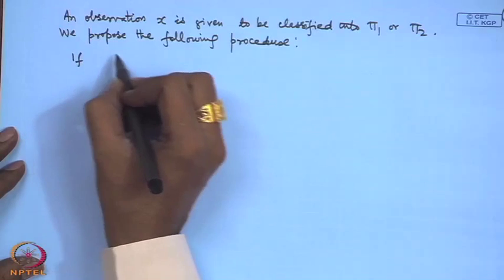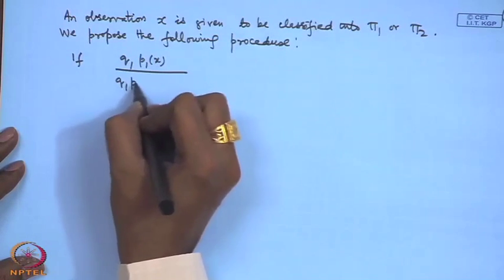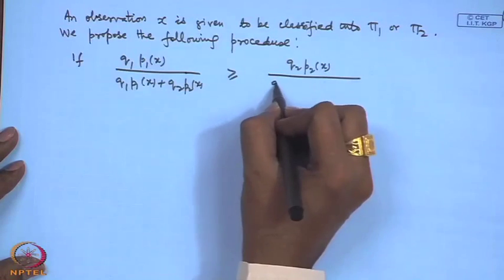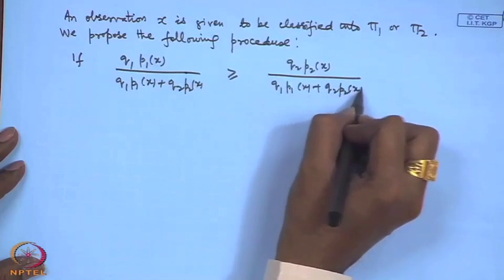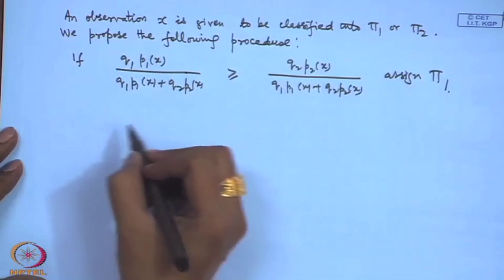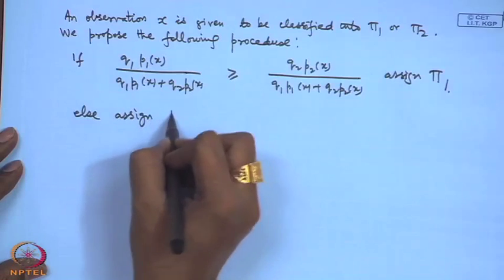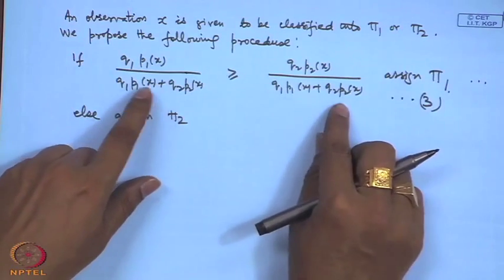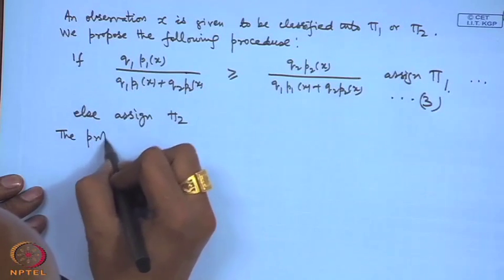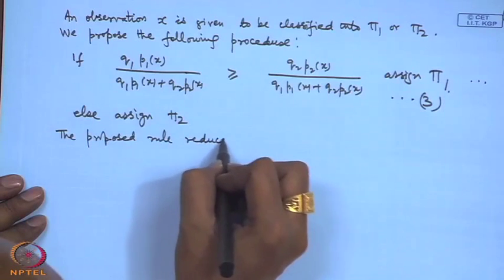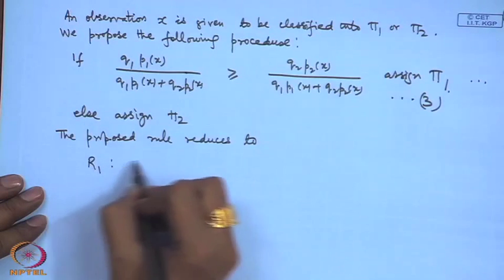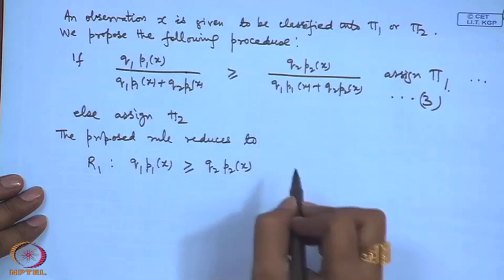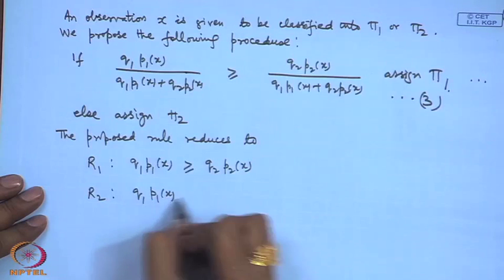If Q1 P1 x divided by Q1 P1 x plus Q2 P2 x is greater than or equal to Q2 P2 x divided by Q1 P1 x plus Q2 P2 x, then assign π1, else assign π2. Let me call it 3. So, now you can easily see that this is simply equivalent to, because this denominator is common, the proposed classification rule reduces to this: R1, the region of classification into the population π1, is Q1 P1 x greater than or equal to Q2 P2 x, and R2 is the reverse of it, Q1 P1 x less than Q2 P2 x.